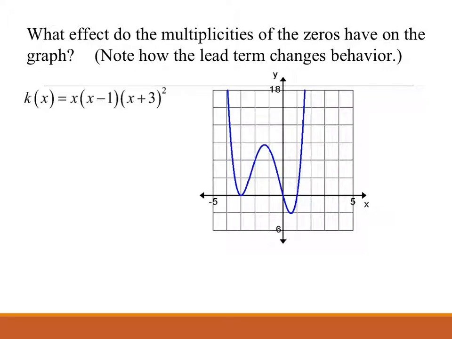So here's our next example. What effects do the multiplicities of the zeros have on the graph? Note the lead term changes behavior. So what I would like you to do is pause this and see if you can find the multiplicities and find out where the graph touches and where it crosses, and then we'll go through it in just a second.